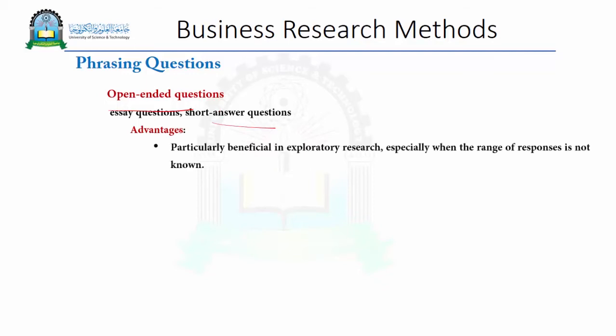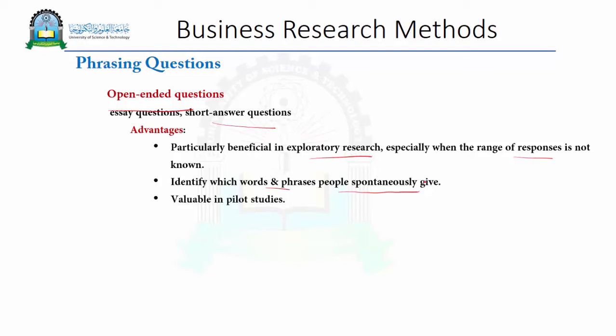The first advantage is that it is particularly beneficial in exploratory research, research in which we are going to explore whether there is a problem or not, especially when the range of the responses is not known. The second advantage is to identify which words and phrases people spontaneously give. From the frequency of the answers, we might get some words that recur again and again, so you can focus on them for other research. It's valuable in pilot studies. In some studies, before I start the main study, I go for a pilot study. The pilot study is a trial study to make sure that the objectives are okay and the population is suitable.